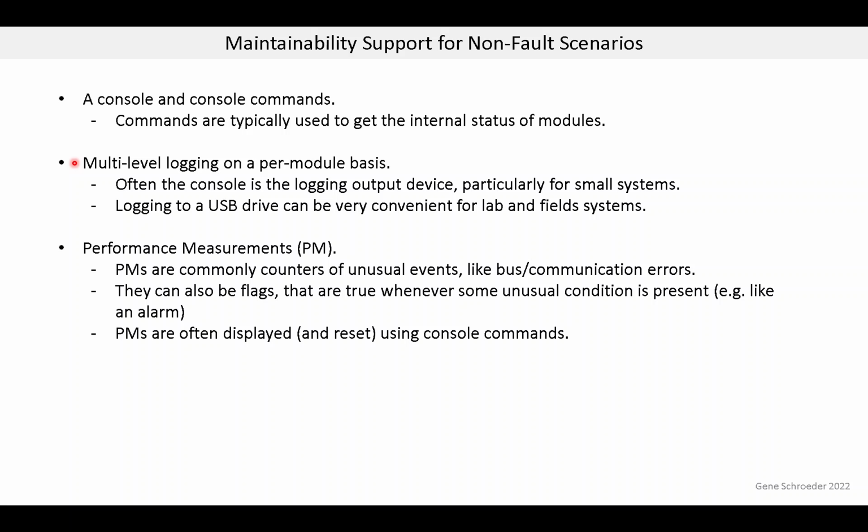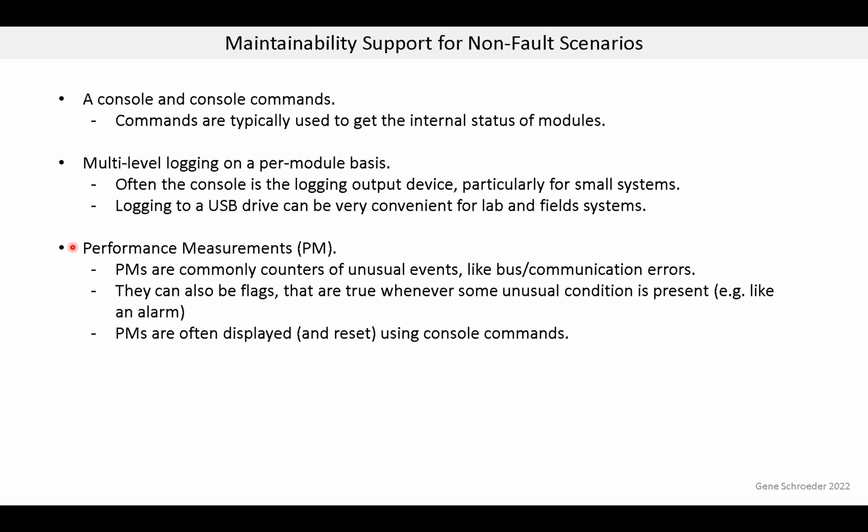Speaking of logging, multi-level logging on a per module basis is important. It allows you to walk up to a system and turn on logging on some module at some level and find out what's going on. Often the console is the logging output device, particularly for small systems. And if you can arrange to have logging to a USB drive, that's really convenient for lab and field systems because someone can put the USB drive in and take it out and bring it back to your lab and check it out. And of course, USB drives can hold a lot of data.